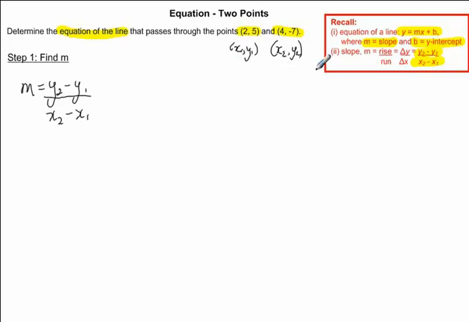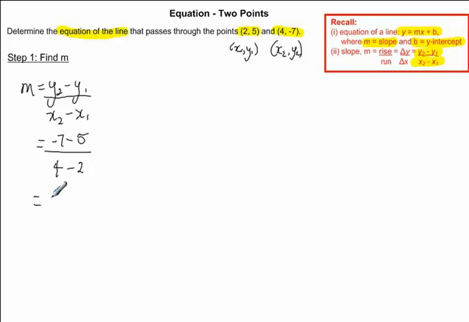It's a good habit to get into labeling them so that you're able to keep track of them when you're subbing them in down here. It doesn't matter which one I pick to label as x1, y1 or x2, y2, as long as we stay consistent. So now I'm going to sub in the points down here. My y2 is -7 minus y1, which is 5, over x2, which is 4, minus x1, which is 2.